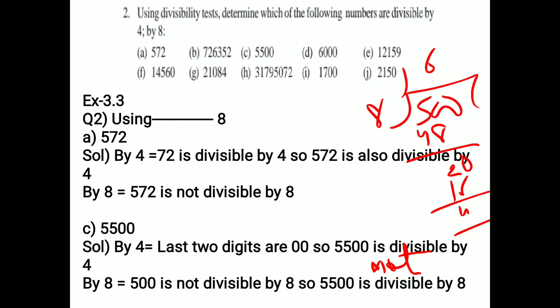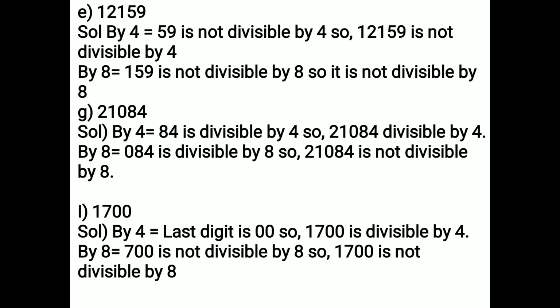Clear? Now we do the E part. The E part is 12159. Here in 4, what do we have to check? The last two digits. The last two digits form an odd number. As you know, 59 does not come in the 4 table. So you write 59 is not divisible by 4. So the full number 12159 is also not divisible by 4.